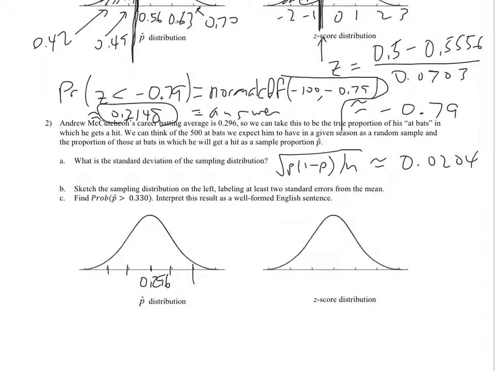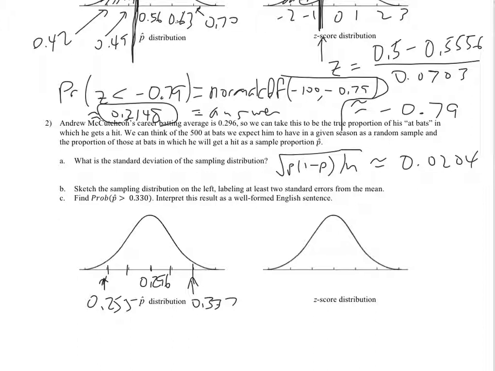So let's see, 2 standard deviations above the mean. So this tick mark here will be 0.337, and this tick mark down here will be 0.255.